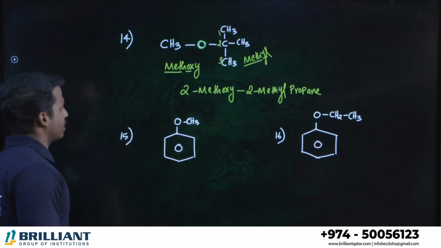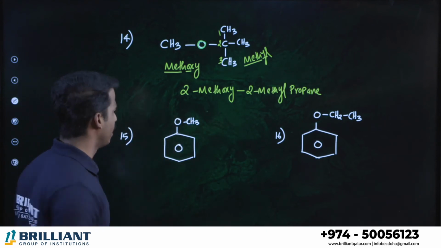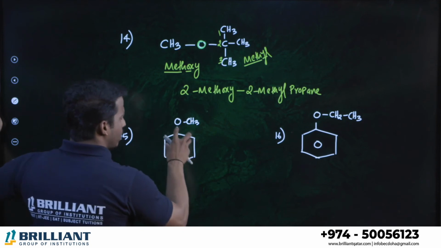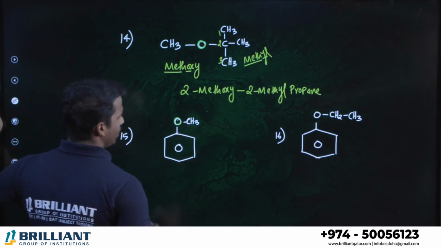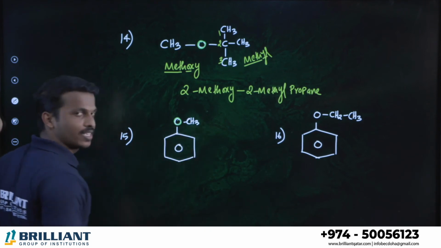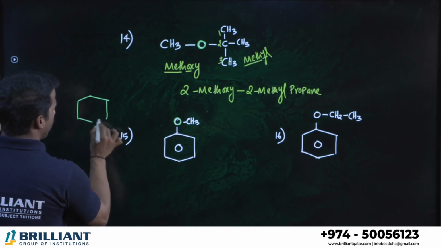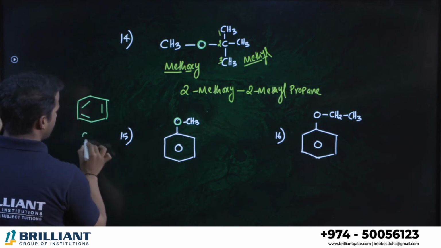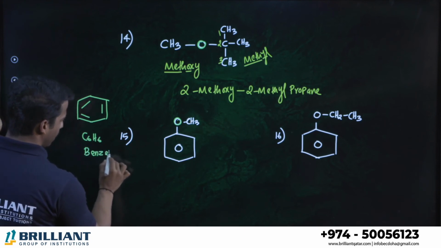Now, I am going to discuss some aromatic ethers, which means they contain a benzene ring. Benzene with the OCH3. This is the oxygen atom. There is a methyl group on the right side. What is the name of this branch? C6H6 is called what? Benzene, right? This is called C6H6, or we can call it benzene.